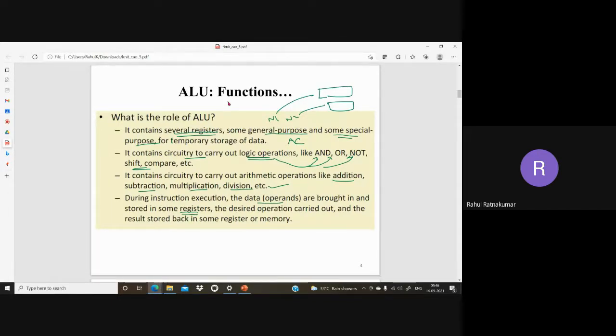So whatever instruction is executed, based on those instructions, I bring in only the data I need. Maybe I'm instructing n1 divided by n2, so I only need n1 and n2. These two data I have to bring into some temporary registers, maybe general purpose registers. Then the desired operation is carried out, and the result is stored back in some register or memory.